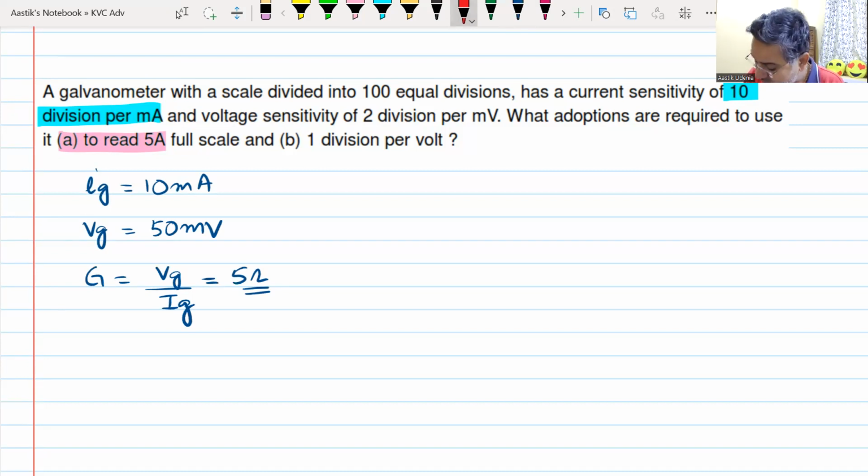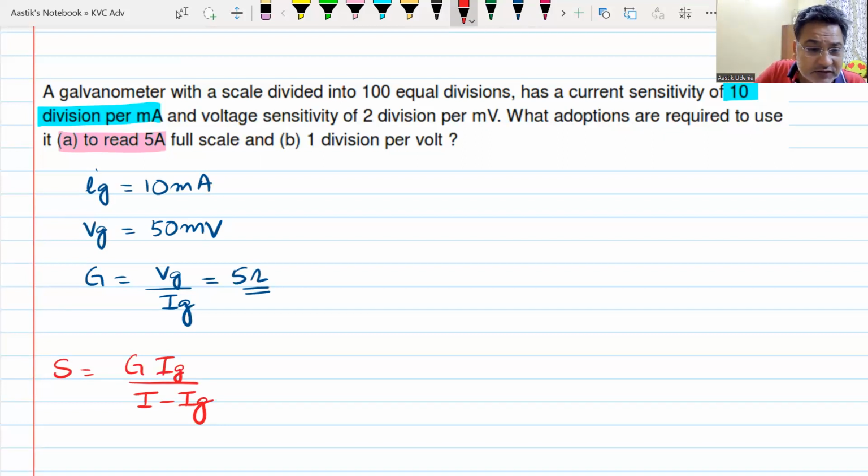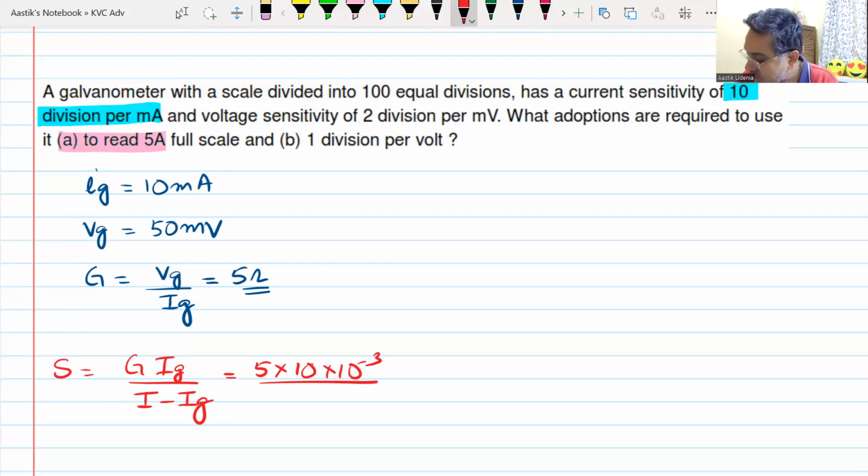After that, everything is simple. To find out the value of the shunt resistance, you can simply put the formula G into Ig divided by I minus Ig. Instead of I minus Ig, you can simply use I because Ig is very, very small. So your G is 5, Ig is 10 milliamps, divided by your current, which is 5. So your answer becomes 0.01 ohms. That is your value of the shunt resistance. Do we understand this?